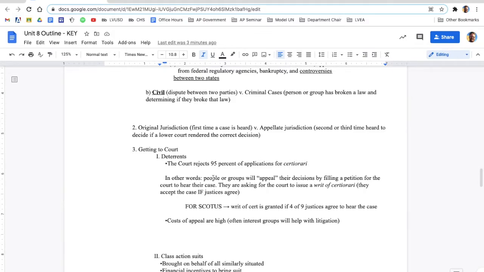So to say it a different way, people and groups will appeal their decision. They don't like what the court said, so they're going to petition for the court to hear their case. Basically what they're asking for is the court to issue a writ of certiorari, an agreement that they will hear the case, and then the case will be put on their agenda, what we call a docket. For the Supreme Court, we practice what's called the rule of four. A writ of cert is granted if 4 of the 9 justices want to hear the case. They're not deciding the case, they're deciding if they want to hear it, and you don't need a majority.